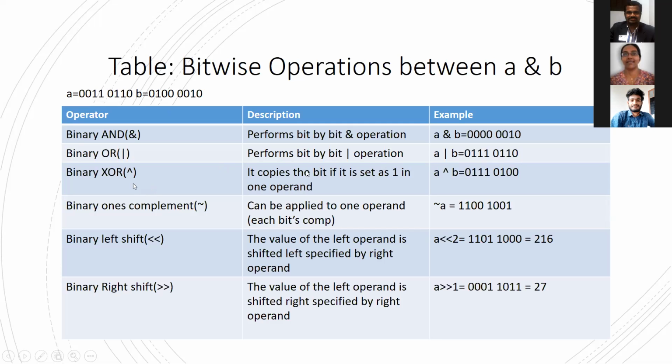So the XOR, how it works is it checks for one of the two bits, and if only one is 1, it will set it as 1, otherwise it is 0. For the first two bits, it is 0. That's why the first bit here as a result will be 0.